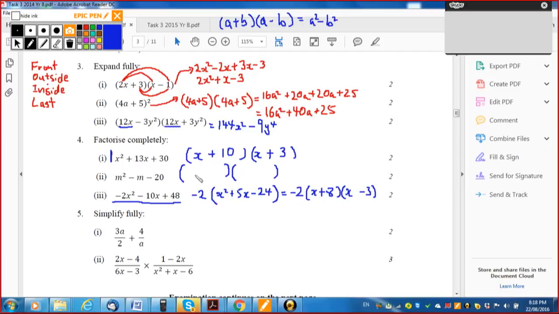What goes here, by the way? What's the first term in both? m. I think you're right. So it's m here, m here. And then minus 20 becomes? In the first bracket, it doesn't really matter, because they both start with m. So they multiply to give minus 20 and add together to give minus 1.